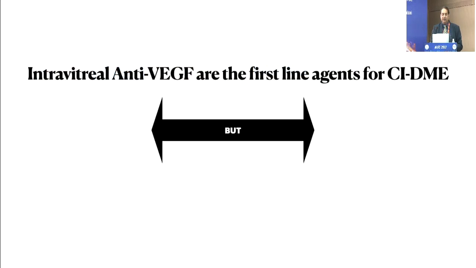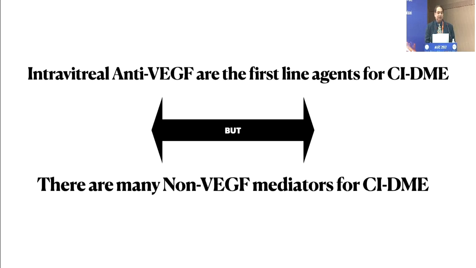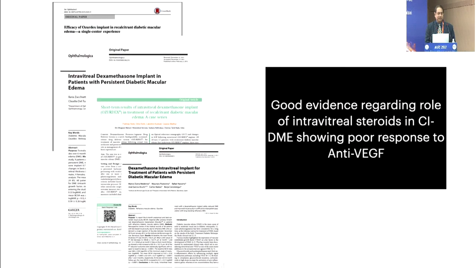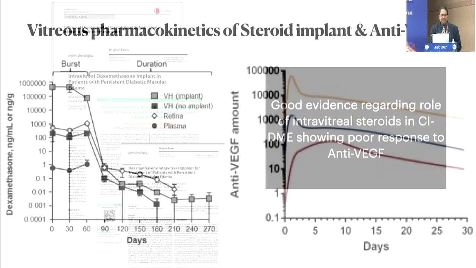So intravitreal anti-VEGF are the first line, definitely, in eyes involving DME, but there are many non-VEGF mediators in eyes involving DME, we know. And there is good evidence which suggests that there is a role of intravitreal steroids in eyes involving DME which show a poor response to anti-VEGF. So this is definitely known. A lot of literature is there on that.